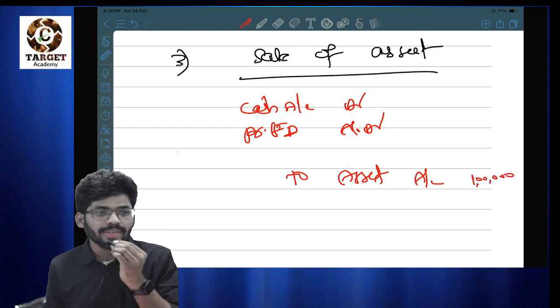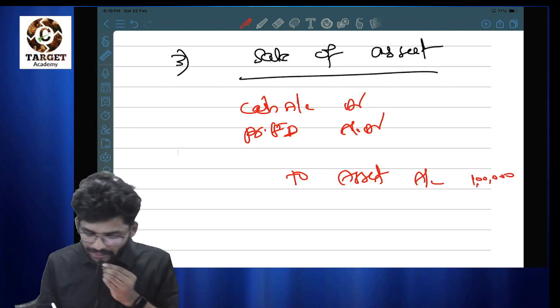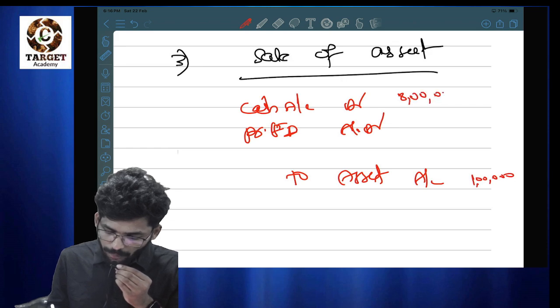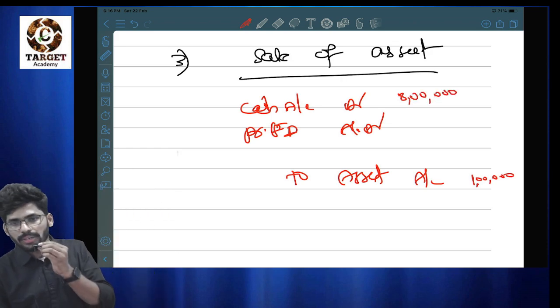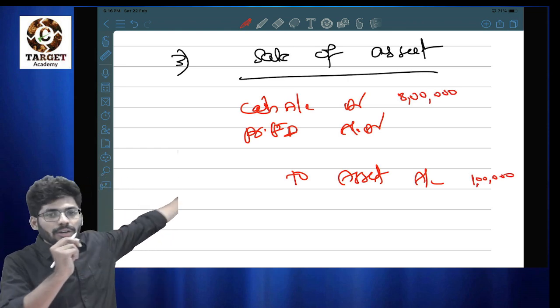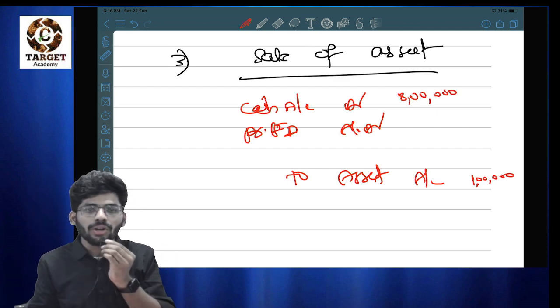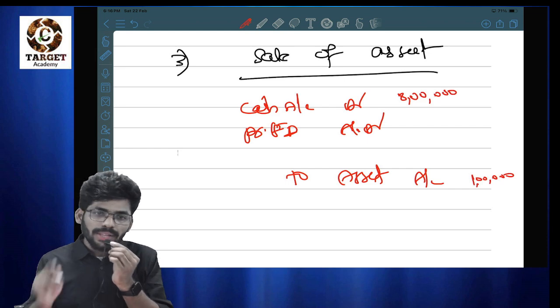How much? 1 lakh. After 3 years, I am selling that asset. I am getting 8 lakhs in cash. How much? 8 lakhs in cash. Clear? Without this provision for depreciation account, we cannot calculate the profit or loss. Correct or not? We cannot find out the exact profit or loss.